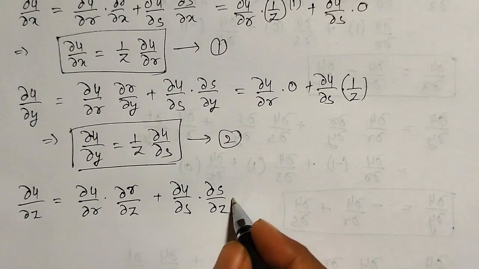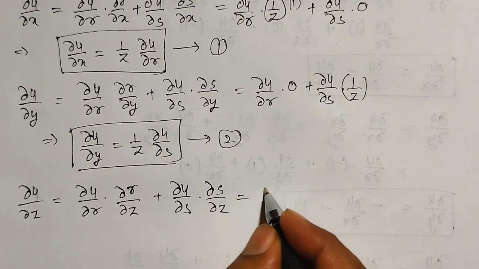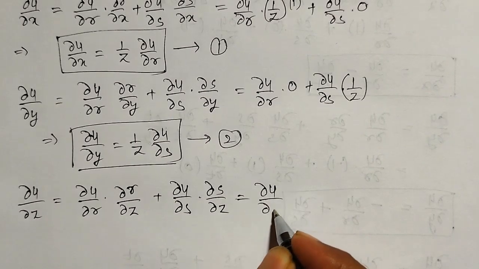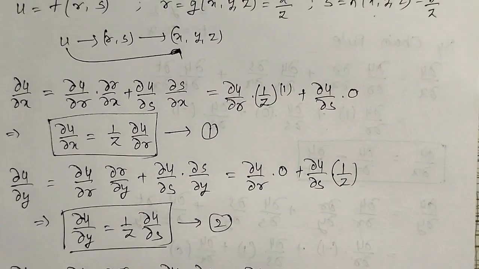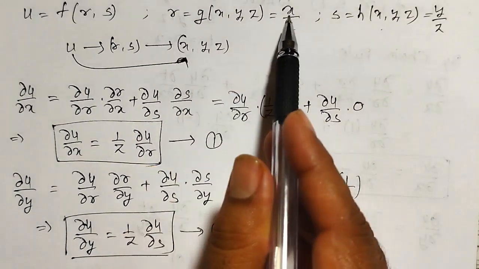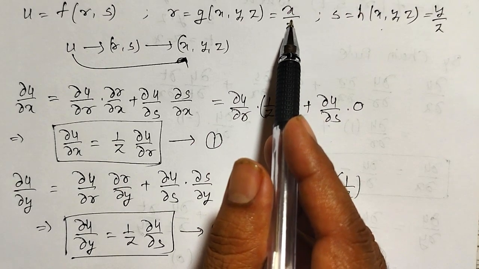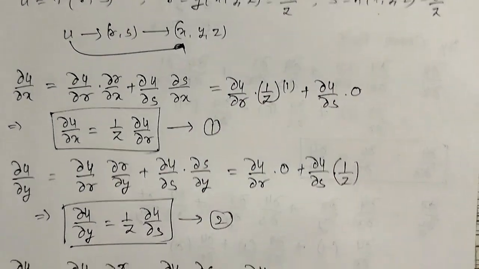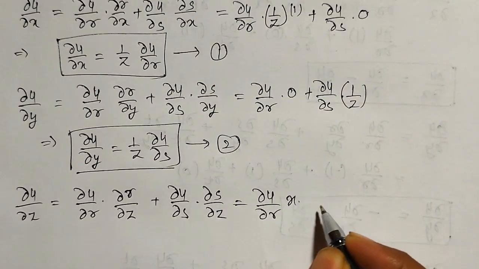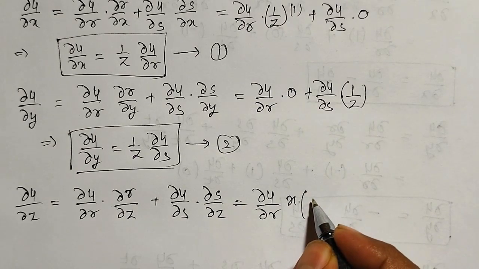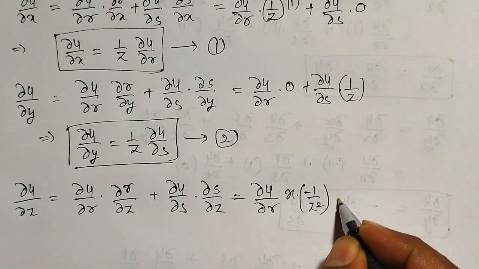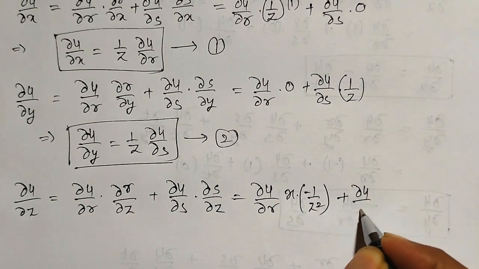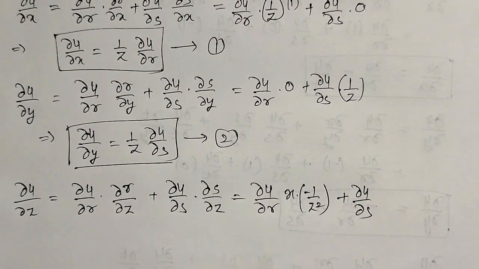Now, here ∂u/∂r as it is, because u is a function of r, we don't know what that function is. That's why ∂u/∂r as it is, ∂r/∂z. R is what here? R is equal to x/z. X is constant now, and I have to differentiate 1/z. X is constant, and differentiation of 1/z with respect to z is minus 1/z², plus ∂u/∂s as it is.